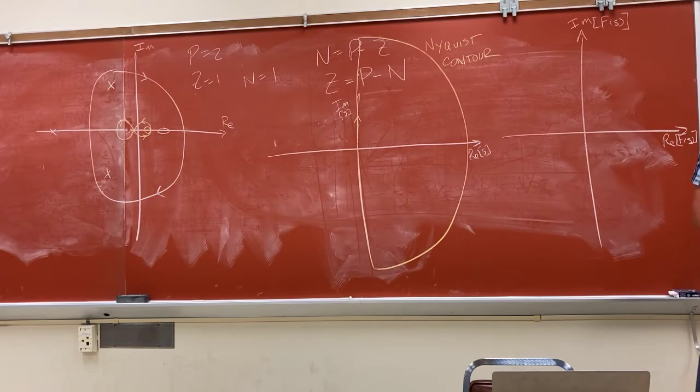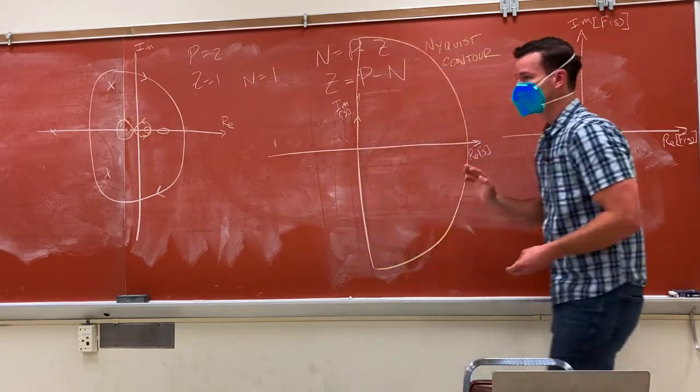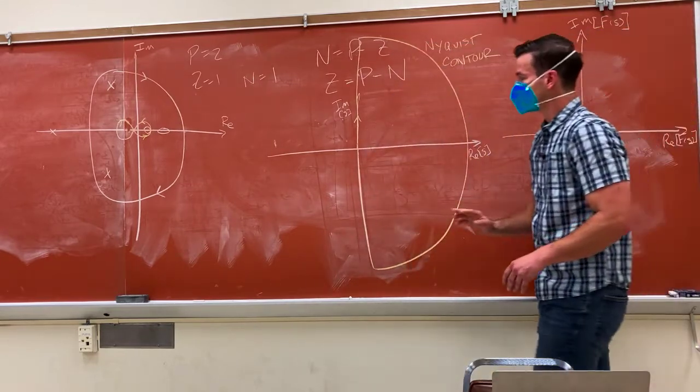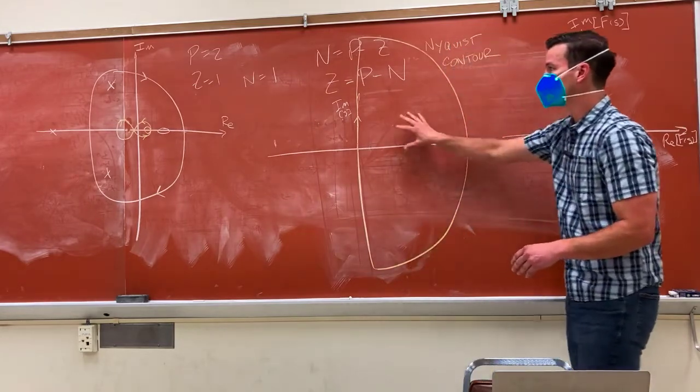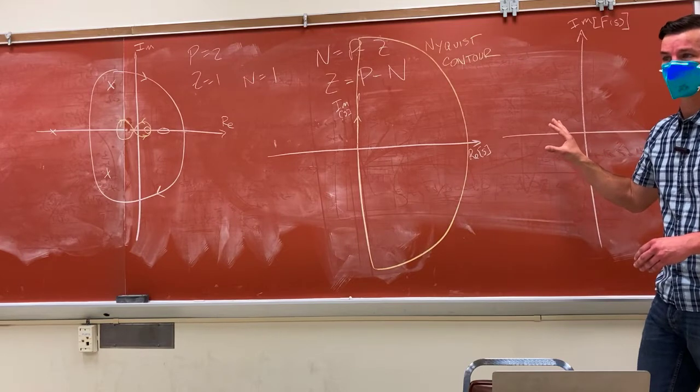We'll worry about what happens if there are poles and zeros on the imaginary axis in a moment. But for now, let's just say this contour, if there are poles and zeros strictly in the right half plane, will encircle them. Is everyone all right with that?